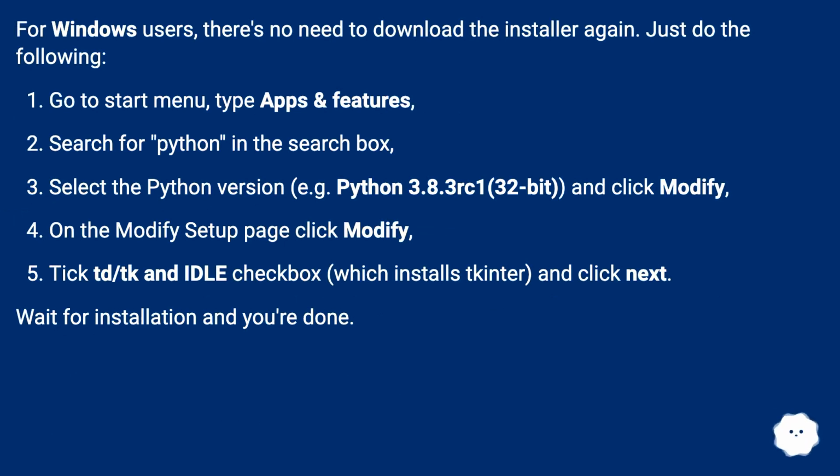For Windows users, there's no need to download the installer again. Just do the following. Go to Start menu, type Apps and Features, search for Python in the search box, select a Python version, for example Python 3.8.3 RC1 32-bit, and click Modify. On the Modify Setup page click Modify, tick the td/tk and IDLE checkbox, which installs Tkinter, and click Next. Wait for installation and you're done.